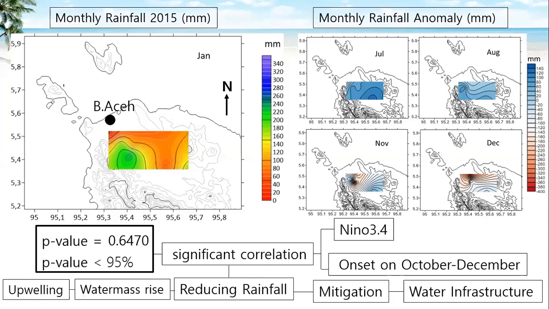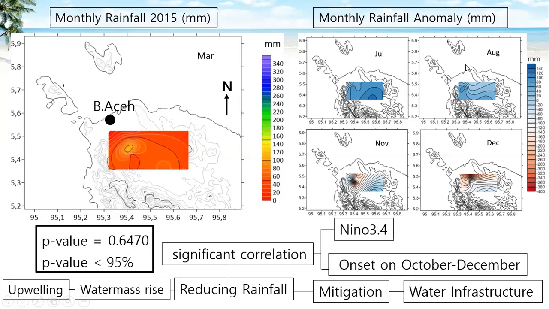That's why we have to mitigate this kind of condition before El Nino is about to come. So we must build proper water infrastructure to preserve the water, so that if El Nino is coming and we suffer from drought, we still have water to drink, water for watering the plantation, and watering the paddy field.